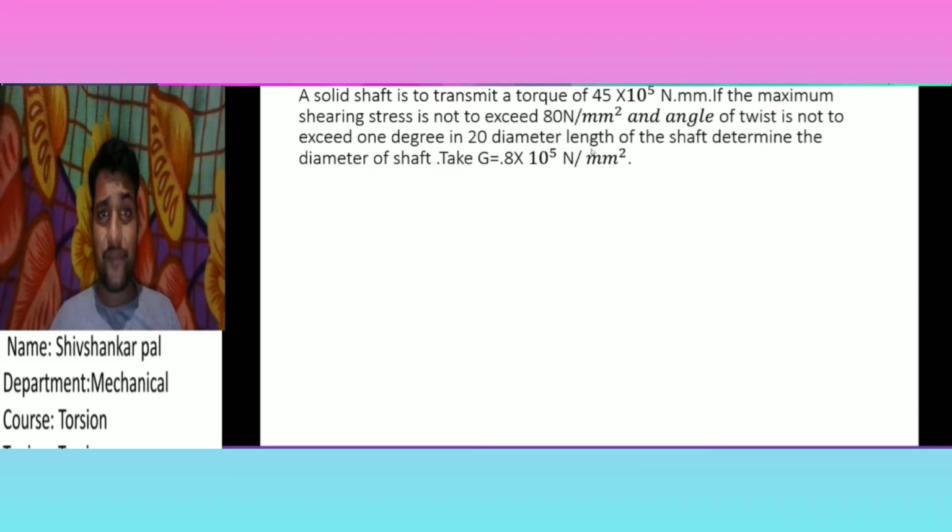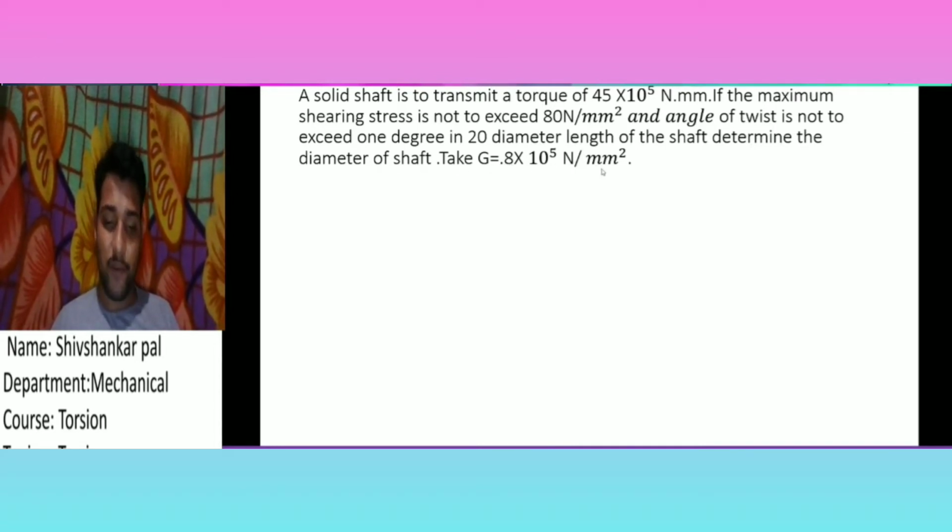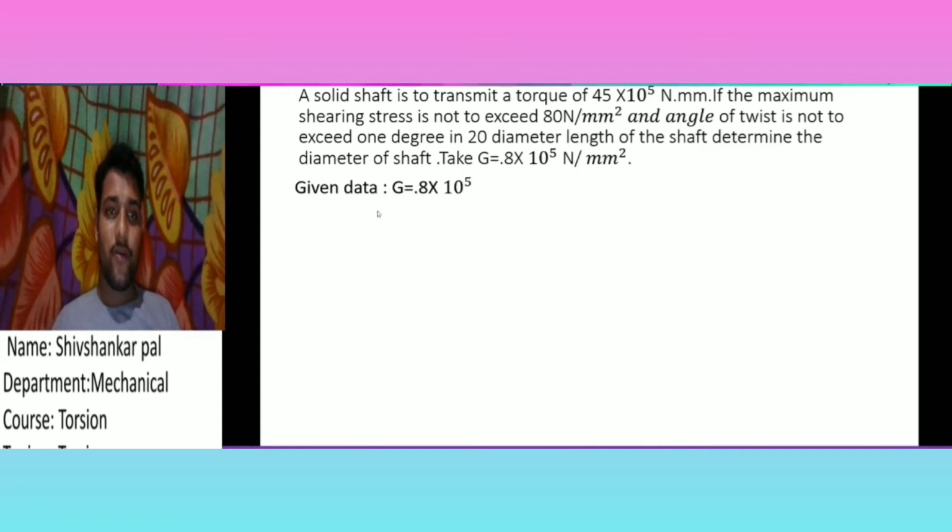20 times the diameter length of the shaft, determine the diameter of the shaft. Take G equal to 0.8 × 10^5 Newton per mm². You know what is given here?